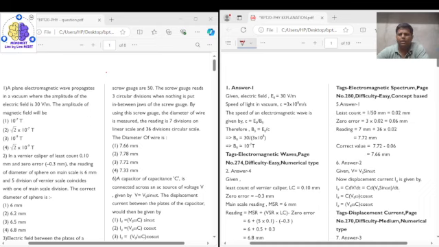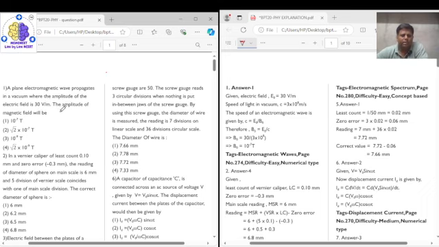So let's first look into the questions. The very first question says that a plane electromagnetic wave propagates in a vacuum, where the amplitude of the electric field is 30 volt per meter and the amplitude of magnetic field will be.